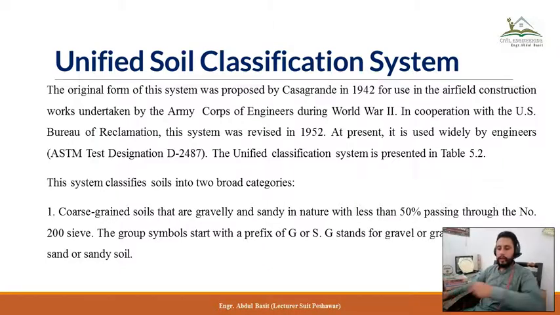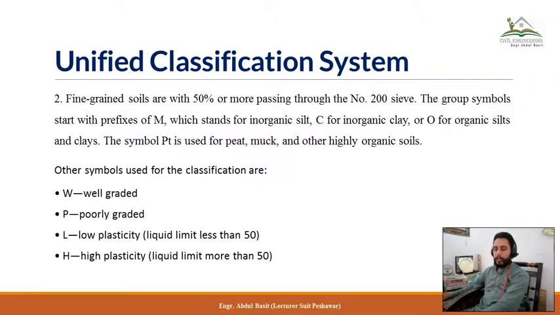Okay, so here it is. How will we classify the soil? As in the AASHTO classification system, we have that nomenclature A-2-6, A-2-7, A-1, A-2, A-3. This type of nomenclature is used for classification of soil. Here the nomenclature is a group symbol that starts with a prefix G or S. Okay, in the coarse soil we will use G and S. G will be for gravel, S will be for sand. This is the first part of that nomenclature.